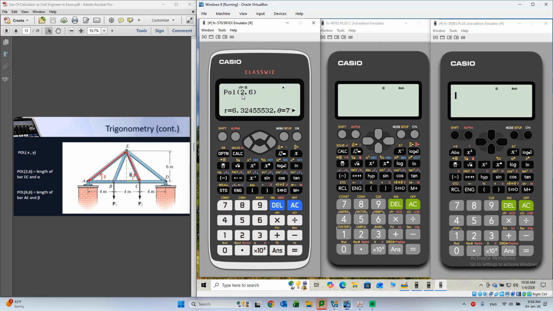So what will happen if I say 6 and 2? Now this is going to give the other angle. Pole. If I say 6, 2, the length I'm still getting, but this time I'm getting the other angle, which is the top angle. Whichever comes first, the angle will be from there to the hypotenuse.